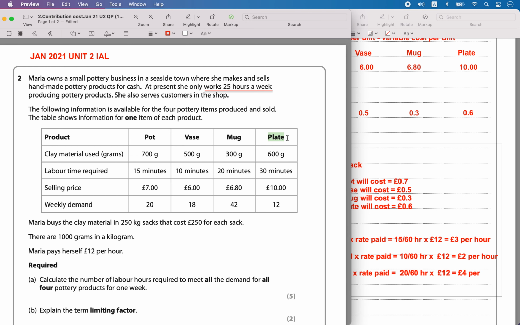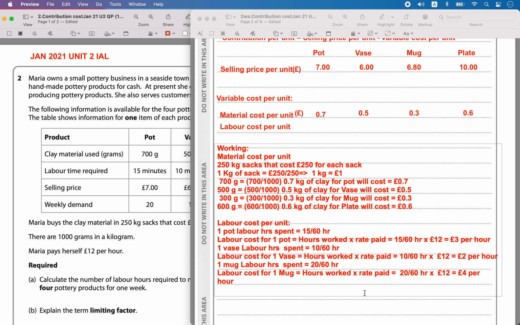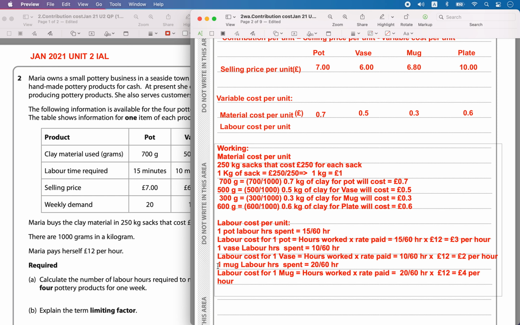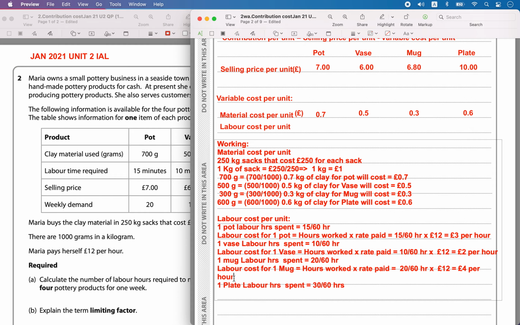Now we have to calculate the labor cost for making the plate. For making one plate she takes 30 minutes. So for making one plate, the labor hours worked is equal to 30 by 60 hours. So 30 divided by 60 hours.